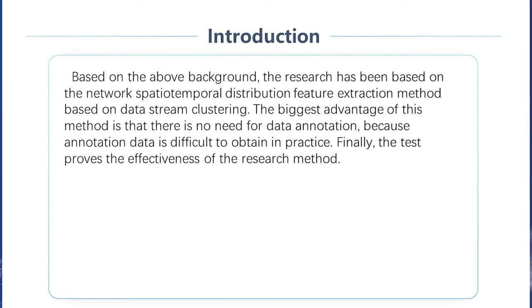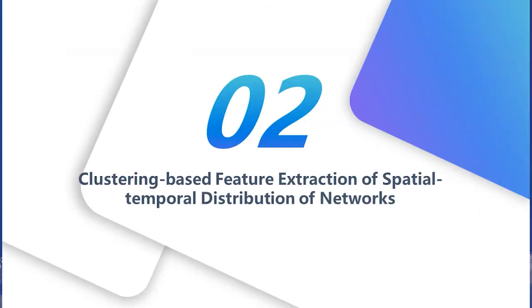Based on the above background, the research proposes a network spatio-temporal distribution feature extraction method based on data stream clustering. The biggest advantage of this method is that there is no need for data annotation, because annotation data is difficult to obtain in practice. Finally, the test proves the effectiveness of the research method.